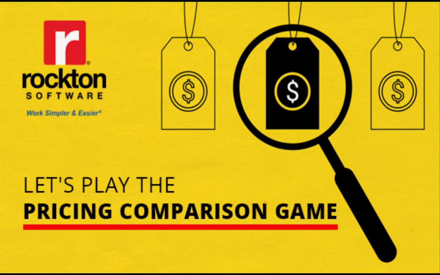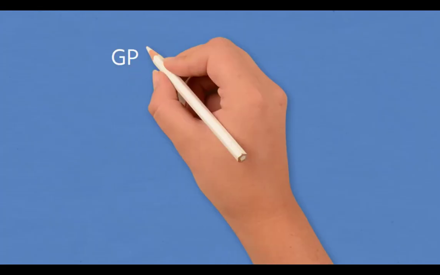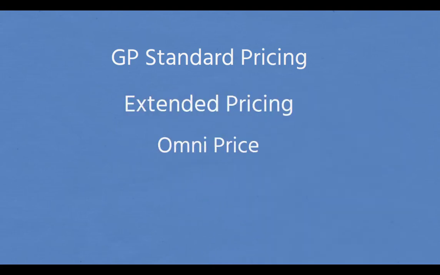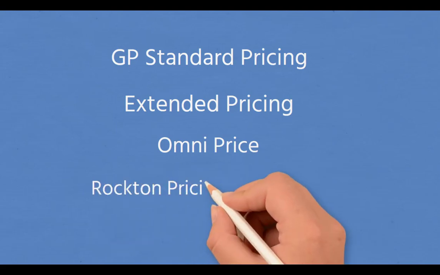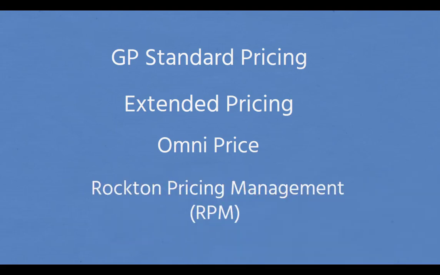Today we're going to take a look at the differences between GP standard pricing, extended pricing, Rockton Software's Omni Price, and Rockton Pricing Management, or RPM. So let's take a look at each pricing product, how they work, and discuss the pros and cons of each so you can decide what pricing product will work best for you.